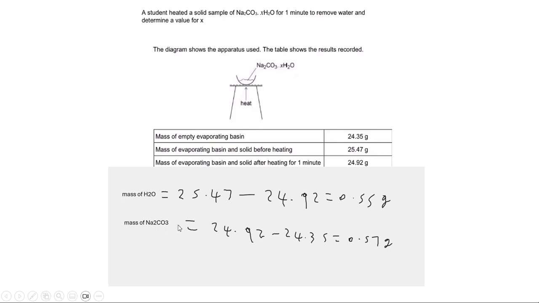Na2CO3, yeah? Well, that's not hydrated, that's just Na2CO3 alone, right? So the mass of dehydrated, just normal Na2CO3, is 24.92. But that's with the basin. The basin alone is 24.35. So I need to take away the mass of the basin. So now it's going to be 0.57 grams. Very easy. Now I've got the mass of Na2CO3 and I've got the mass of H2O.